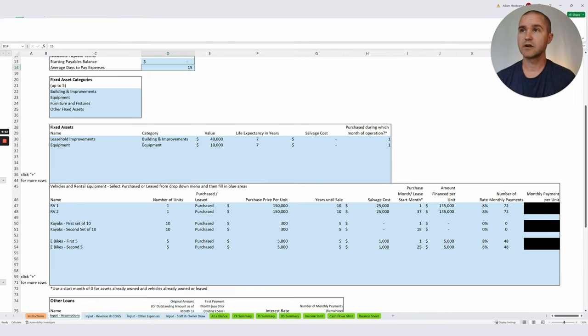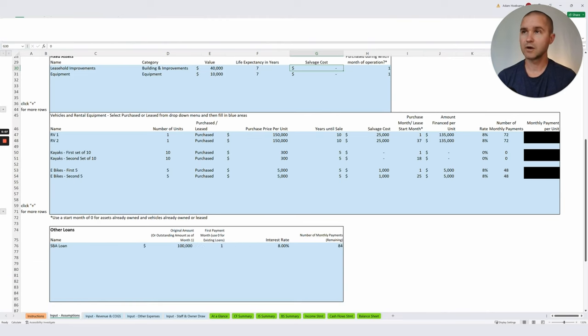Okay, so now we can enter in our fixed assets. These are assets other than the equipment that we have available for rent. In this example, let's say we have a space that we're renting and we did $40,000 worth of leasehold improvements to the space, and we did that in month one here. We put salvage costs at zero because that means this $40,000 will be fully depreciated over the life of the asset, over the 7 years. And for the equipment, we have $10,000 worth of equipment. This is other than the rental equipment again, so this could be computers or printers, equipment for the business, but not that you are renting out.